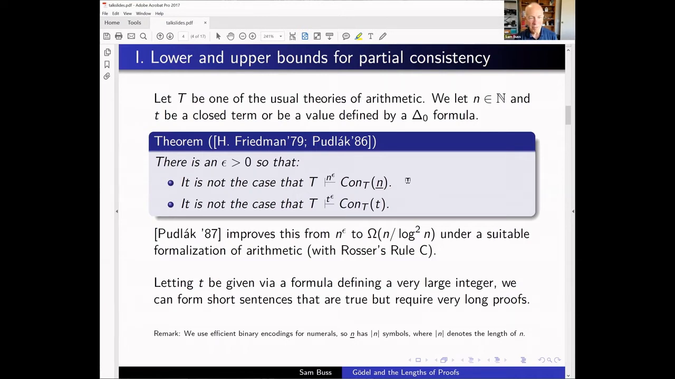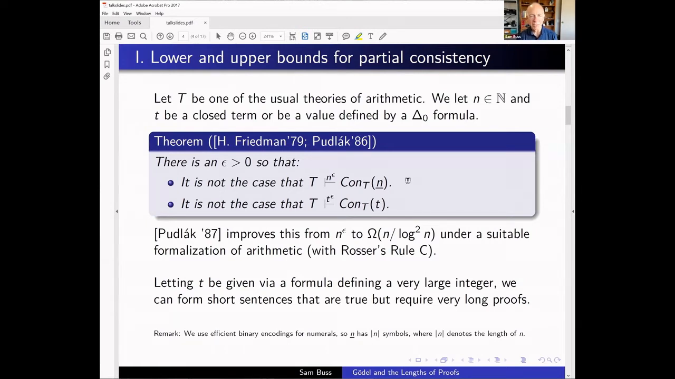As a side remark, Pavel Pudlak improves the n to the epsilon lower bound to a bound of omega n over log squared n, under a suitable formalization of a Hilbert-style system using Rosser's rule C. And Rosser's rule C is just, if you have a statement exists x phi(x), it allows you to introduce a constant c such that phi(c) holds. So in that case, proofs can be made a little more efficient, and in particular, you can get a sharper lower bound.